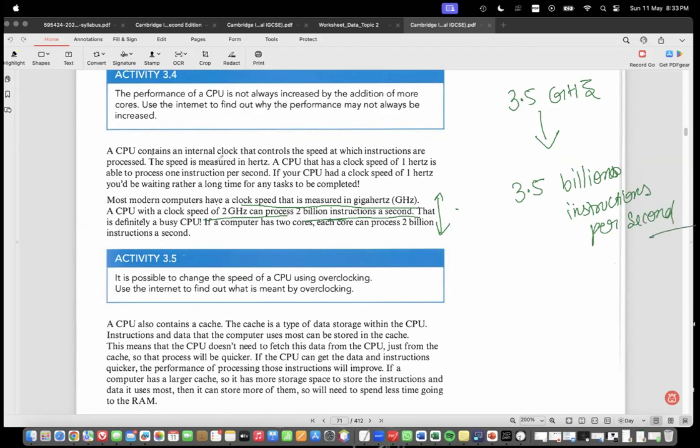So the CPU always contains an internal clock that controls the speed at which instructions are processed. The speed is always measured in hertz. A clock speed of 1 hertz means your CPU can perform one instruction in 1 second. If the clock speed is 2 hertz, this means 2 instructions in 1 second.